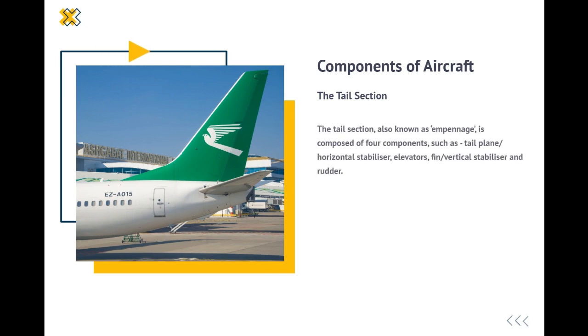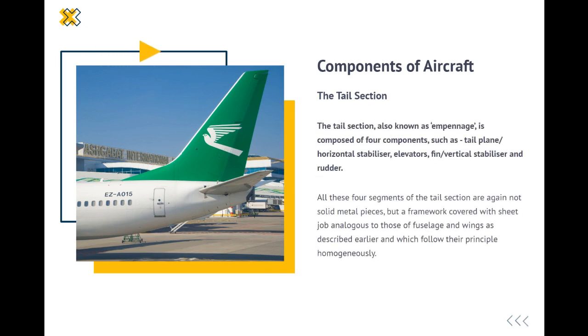The tail section. The tail section, also known as empennage, is composed of 4 components: tailplane or horizontal stabilizer, elevators, fin or vertical stabilizer and rudder. All these 4 segments of the tail section are again not solid metal pieces, but a framework covered with sheet metal, analogous to those of fuselage and wings as described earlier, and which follow their principle homogeneously.